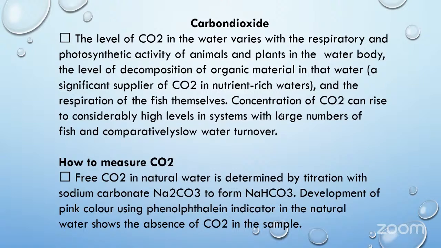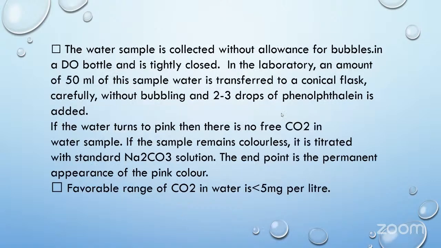How to measure CO2? Free CO2 in natural water is determined by titration with sodium carbonate, that is Na2CO3, to form NaHCO3. Development of pink color using phenolphthalein indicator in the natural water shows the absence of CO2 in the sample. The water sample is collected without allowance for bubbles in a DO bottle and is closed.